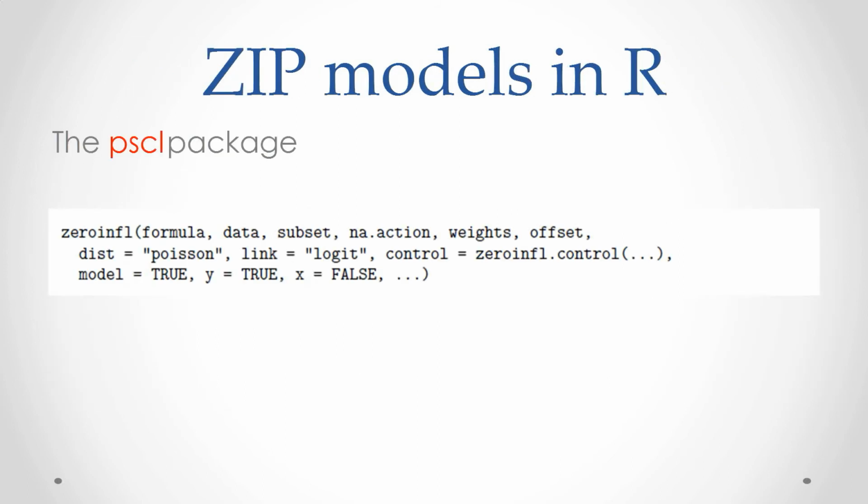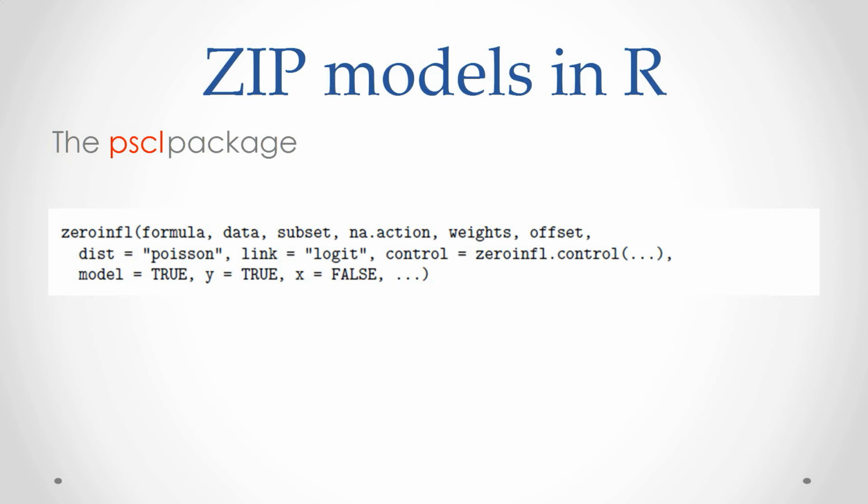The zip model can easily be fitted in R. However, it cannot be fitted using the base package of R. Instead, it is necessary to use the PSCL package. The zip model can be fitted by a function called zeroinfl. So here is the syntax of the zeroinfl. The formula describes the count regression relationship of y and x.